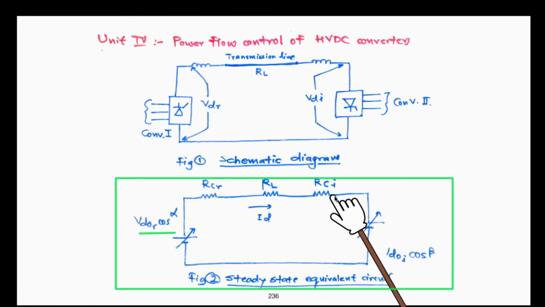And similarly on the inverter side, you can see this is VD0I cos of beta, right? Again here cos of beta, and we are not writing this as cos of beta and mu, the second term that we have seen in equation earlier. Same reason, that is represented separately as a voltage drop.